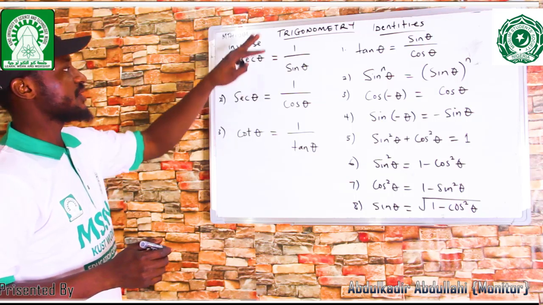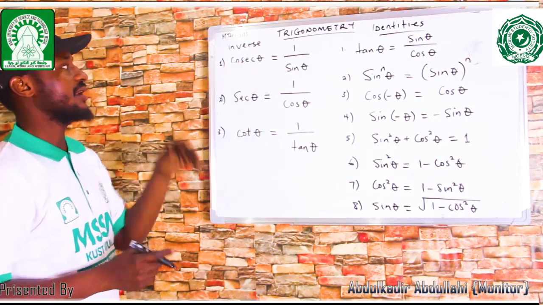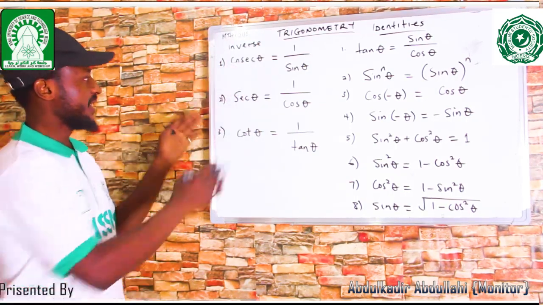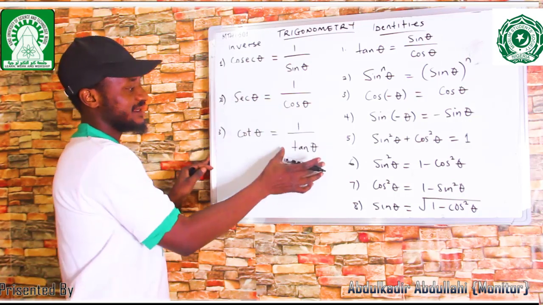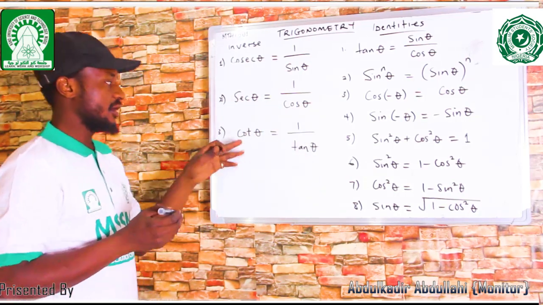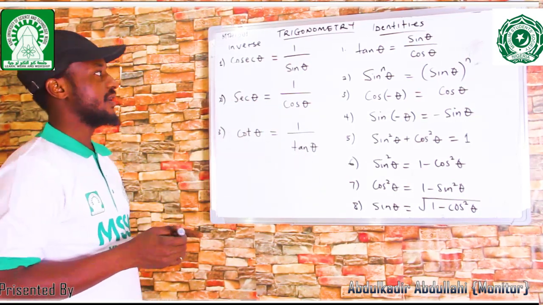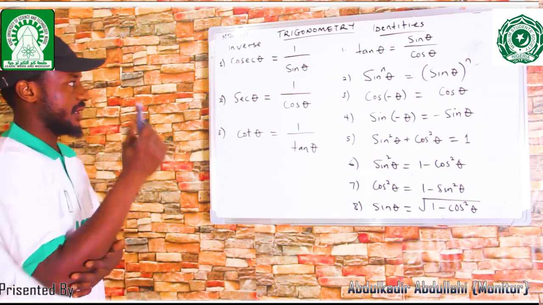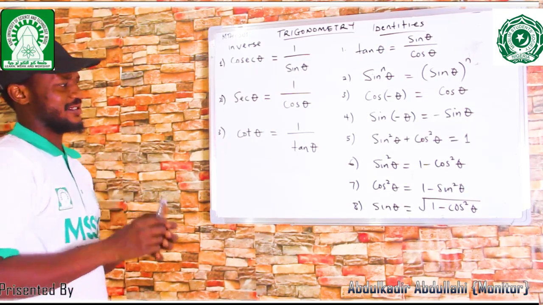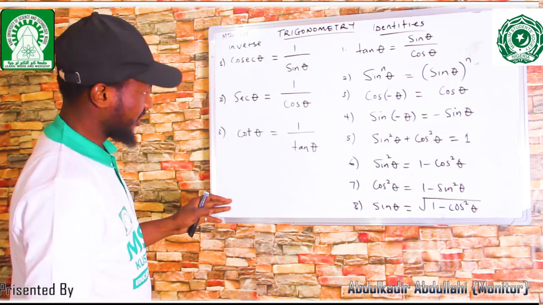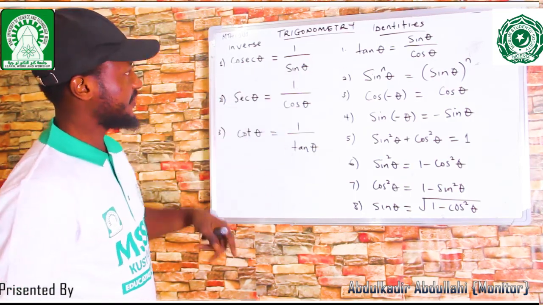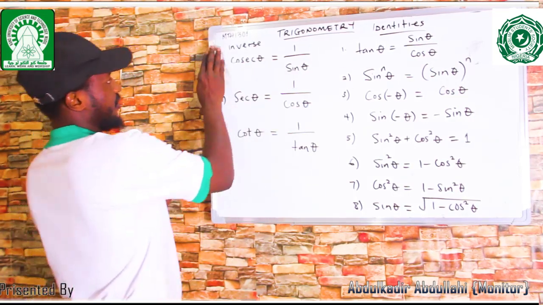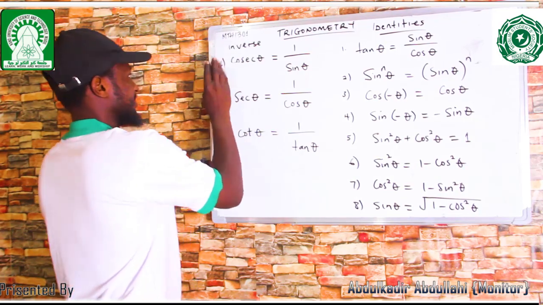Whenever you see cosec, it is 1 over sine. It is the inverse of sine. Sec is the inverse of cos, and cot is the inverse of tan. Okay, let's see one more example that we can solve using one or two of these given identities.